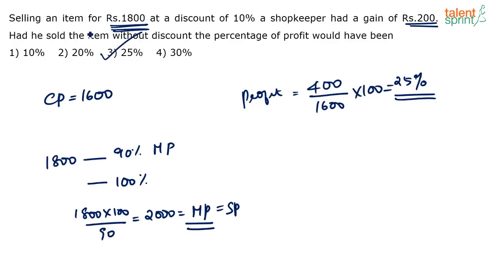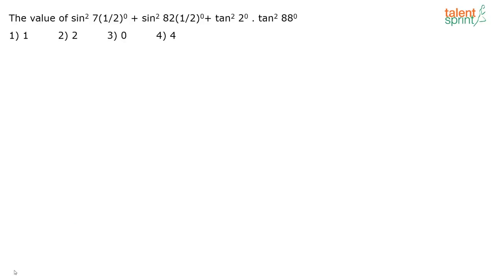See, he was selling the article for 1800 and he had a gain of 200. That means his cost price was only 1600 and he is getting 200 rupees by selling it for 1800. Now this 1800 represents 90% of the marked price. So what is the marked price? The marked price was 2000. So what is the profit that he would have made if he had sold it at the marked price? That is 2000, this would have been the selling price then. So his profit will be 400 rupees out of the 1600 rupees, that is 25%.